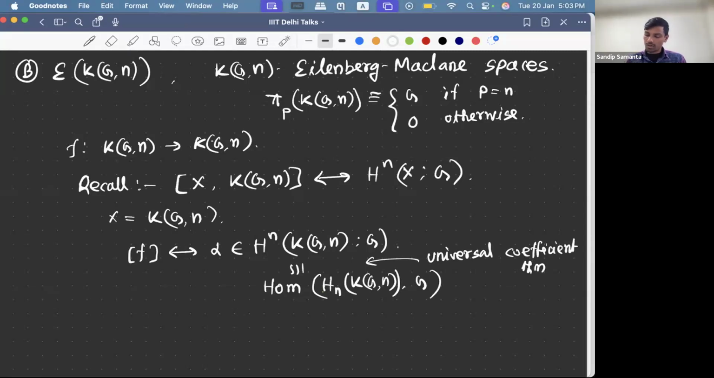Using the universal coefficient theorem, one can see the cohomology group as the Hom, as a Z-module. So the homomorphisms from H_n(K(G,n)) to G. And again, as these K(G,n) are (n-1)-connected, the Hurewicz theorem says that H_n of K(G,n) is isomorphic to pi_n of K(G,n), and pi_n of K(G,n) is isomorphic to G. So that says that this is ultimately Hom of G to G. So this is by the Hurewicz theorem.